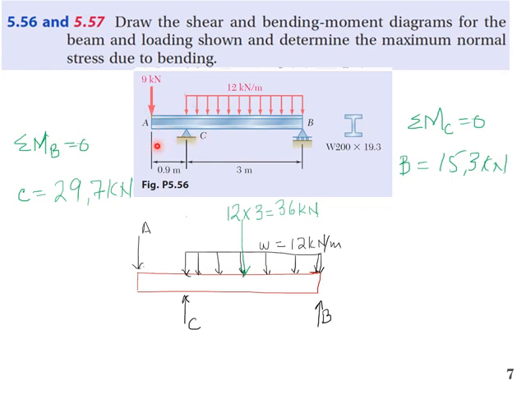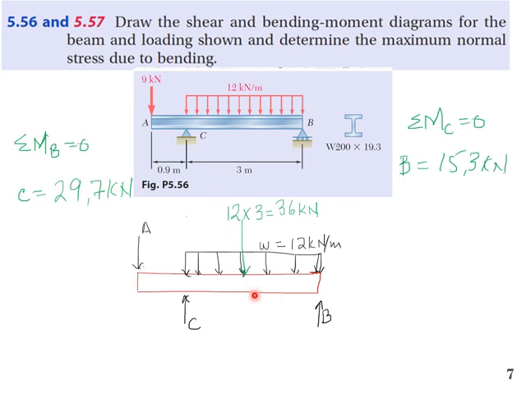So we have an overhanging beam, beam AB. We have a point load of 9 kilonewton acting at A, the free end. At C we have a support, at B we have a support, and we have a uniformly distributed load from C to B of 12 kilonewton per meter.